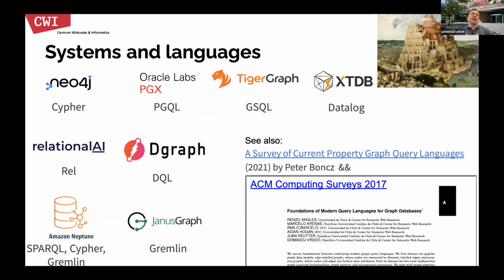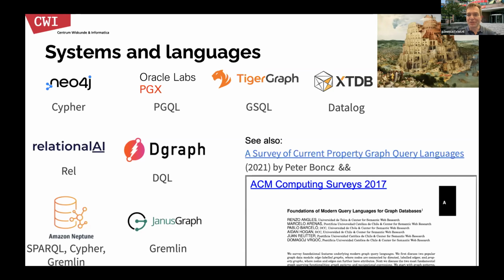Okay, so now I focused on Cypher and on Neo4j, but there are quite a few graph data management systems out there. I've put them in this sheet. It's not an exhaustive list, but what is interesting to note is that all these different systems have a different query language. So there is no standard query language for graph systems, regrettably.